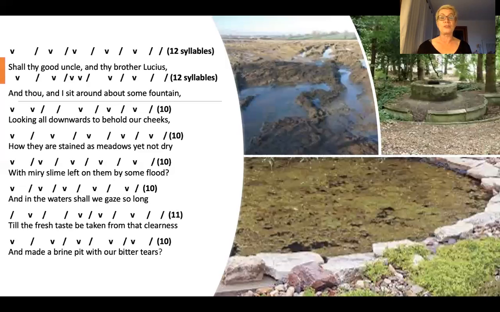This is what's called a feminine ending. Why it is called this, I have absolutely no idea. But I want you to think for a moment about what this can mean for the character. "Shall thy good uncle and thy brother Lucius and thou and I sit round about some fountain?" There's a sense, or at least a sense I feel, of trying to contain the thought, but the thought is about to burst out.